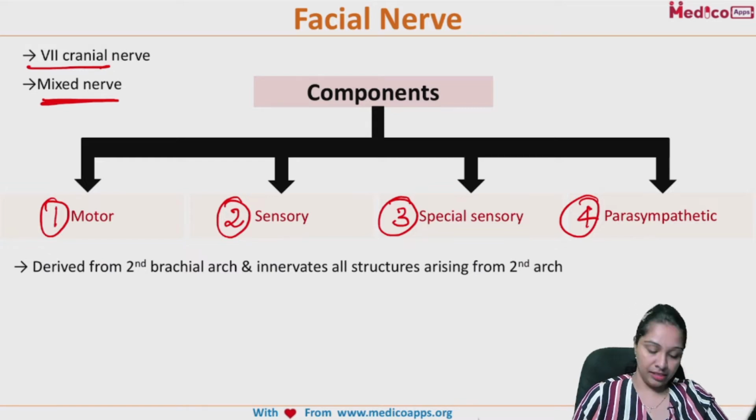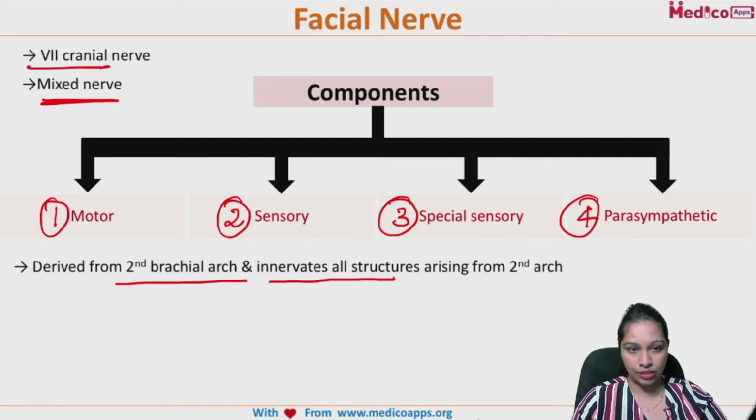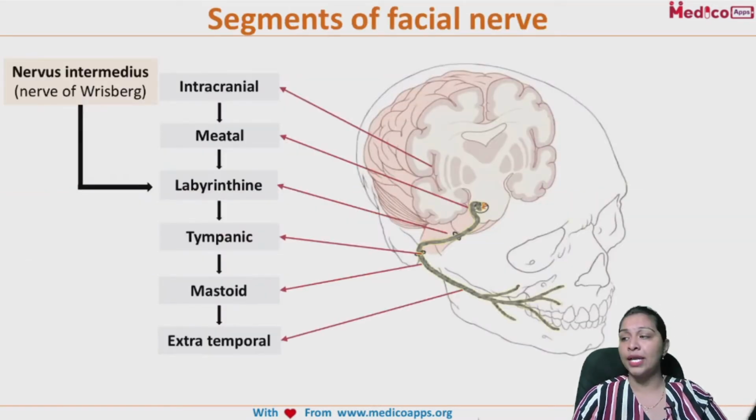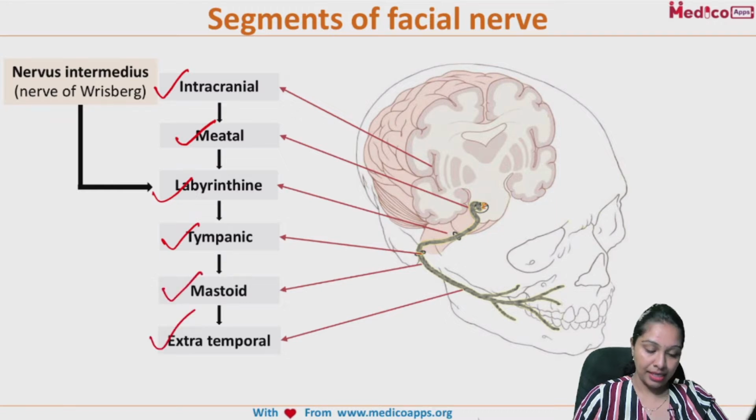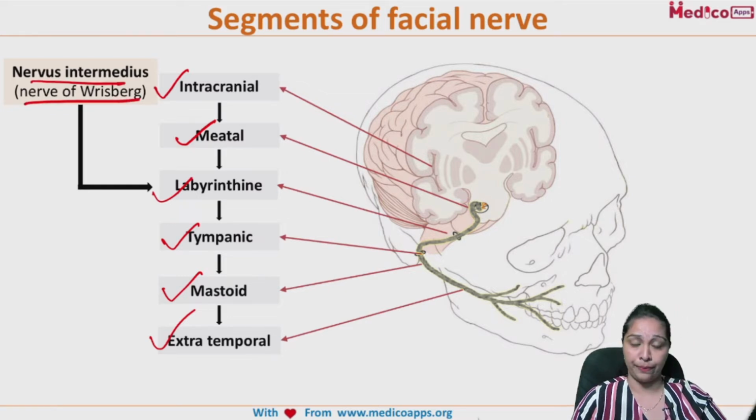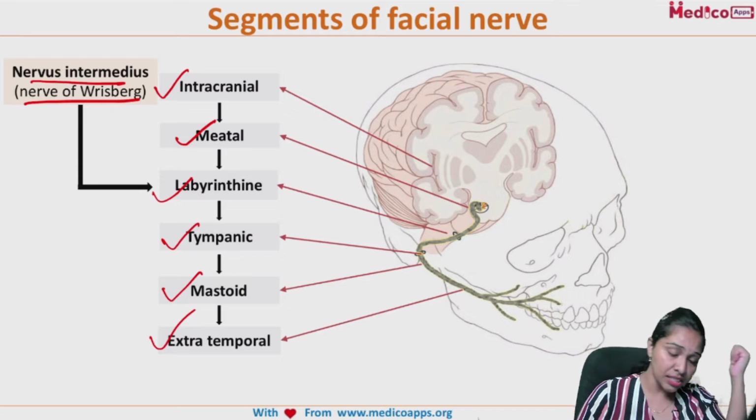So the facial nerve is derived from the second branchial arch and it innervates all the structures that arise from this arch. Right? Now let us look at the various segments of the facial nerve. We have the intracranial segment, the meatal segment, the labyrinthine segment, the tympanic segment, the mastoid segment, and the extratemporal segment. The labyrinthine segment is also known as the nervus intermedius or the nerve of Wrisberg. Okay, intracranial, meatal, labyrinthine, tympanic, mastoid, and extratemporal segments.